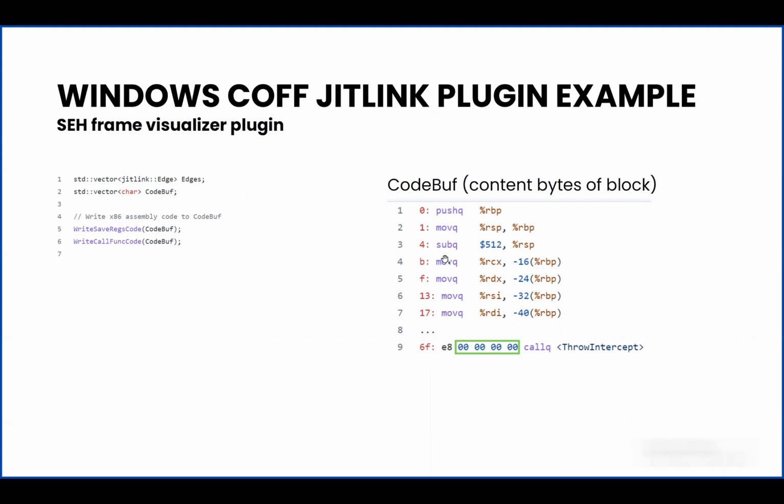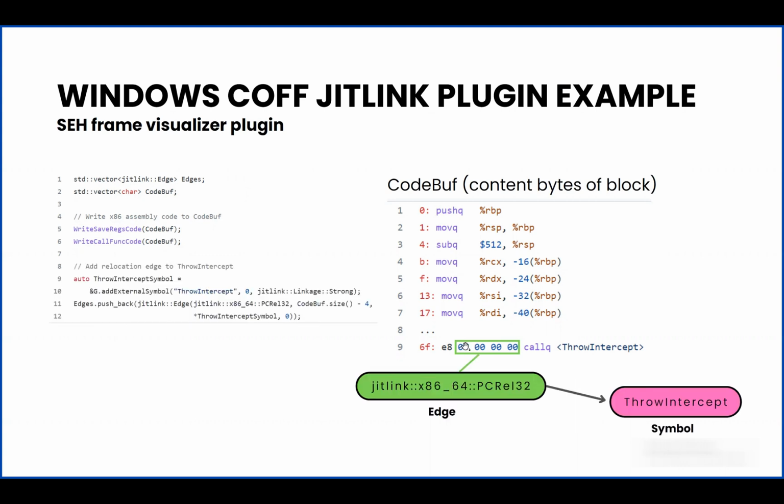So what we can do is add a JITLink edge to this. This is the code that adds an external symbol for draw intercept and uses that symbol as the target symbol of the JITLink edge. What this JITLink edge will do is patch this portion of the bytes to the actual displacement from the final point of this instruction to the draw intercept symbol.